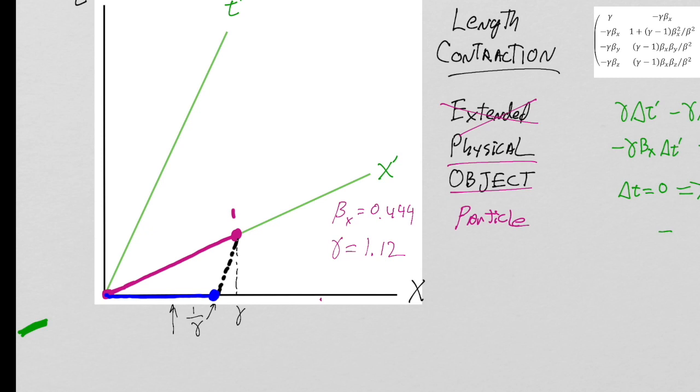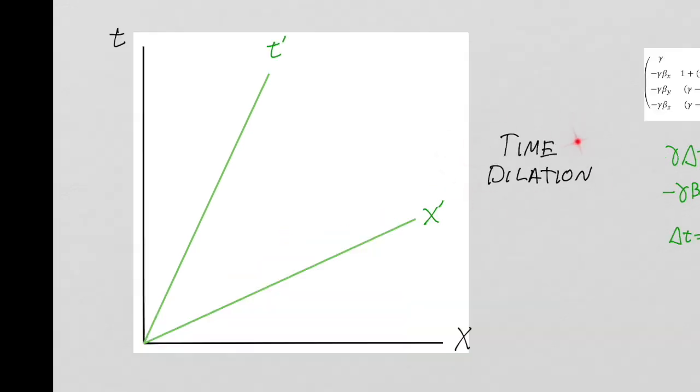Now, the next one we're going to talk about is time dilation. But it's really going to be the same process. But in here, instead of having an extended physical object that all exists at the same time slice, we're going to demand our clocks stay in the same positions, right? And then I'm not even going to work the math, but we will do the illustration. So let's do length contraction. Oops, I mean time dilation.